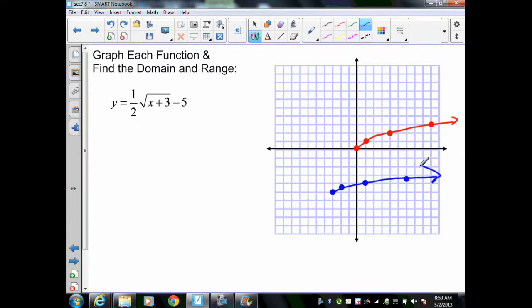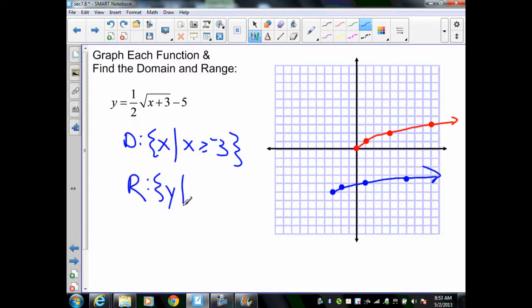Now I can determine the domain and range. My domain, my x values: x is greater than or equal to negative 3. And my range, my y values: 1, 2, 3, 4, 5. y is greater than or equal to negative 5.